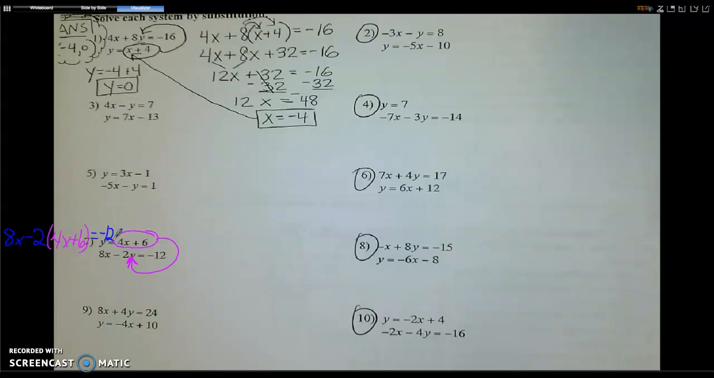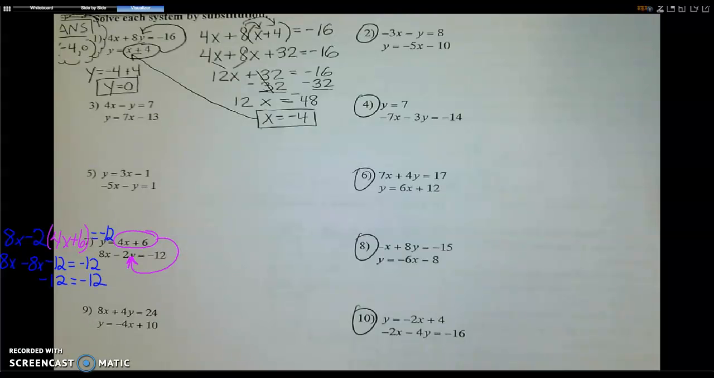Negative 2 times 4x is negative 8x. Negative 2 times 6 is negative 12. Bring down everything else. Combine like terms. Okay? When we do this, 8x minus 8x equals 0. Those cancel out and we end up with negative 12 equals negative 12. Okay? So looking at this one, we're going to have a special case situation.